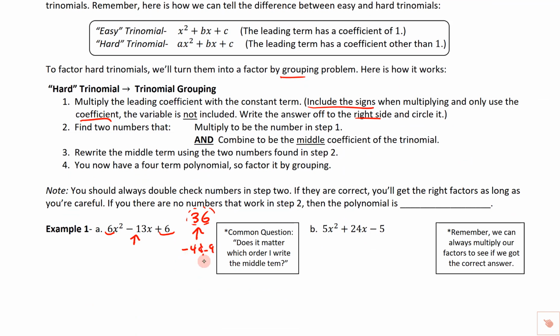Now, when you write those down, we're going to do the next step, which is rewrite the middle term using those two numbers found in step number 2. So I'm off to the side here. I'm just going to write down 6x squared. I'm writing this as two separate pieces.